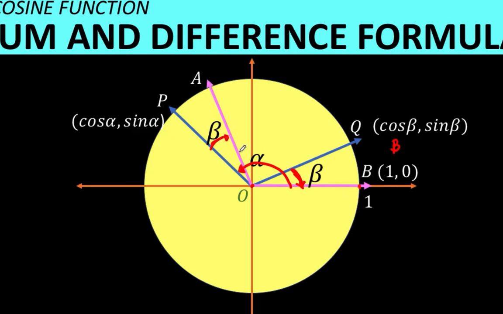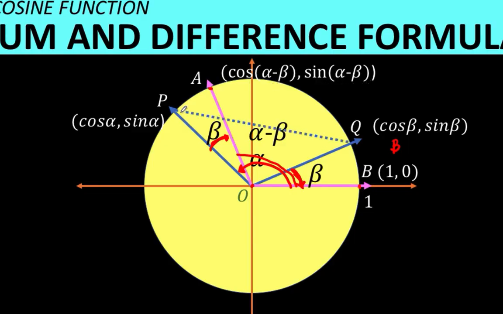Now, if the measure of angle POB is alpha, and the measure of angle AOP is beta, then the measure of angle AOB, this angle, must be equal to alpha minus beta, because we just subtracted this angle beta. And by knowing that the measure of angle AOB is alpha minus beta, we can now identify the coordinate of point A. The coordinate of point A is the ordered pair: the x-coordinate is cosine (alpha minus beta), and the y-coordinate is sine (alpha minus beta).